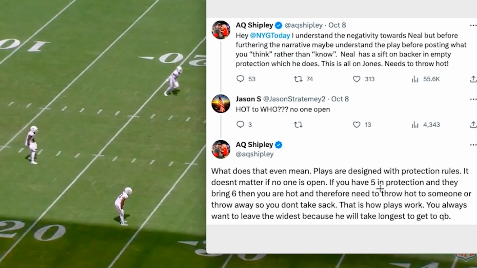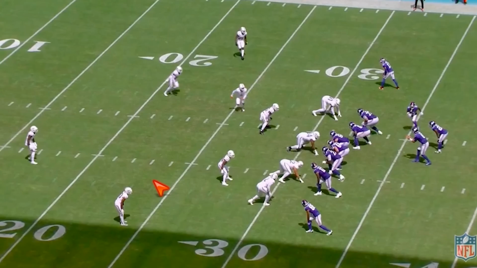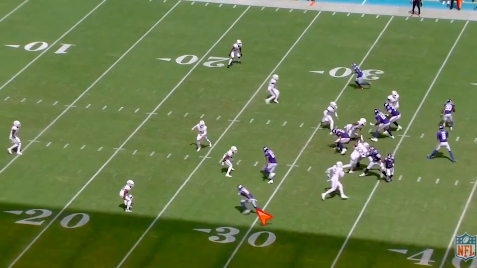If you have 5 in protection and they bring 6, then you are hot and therefore need to throw hot to someone or throw away so you don't take a sack. That is how the play works. You always want to leave the widest because he will take the longest to get to the QB, which is 100% correct. Here's the issue.